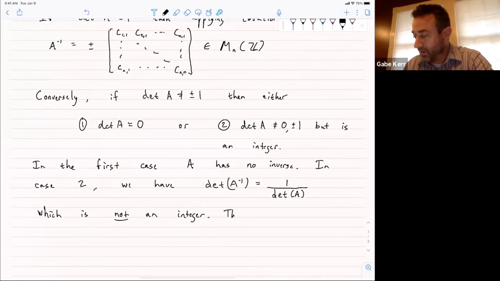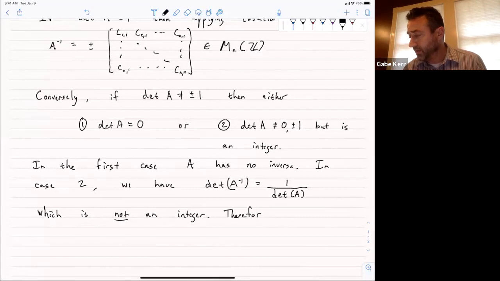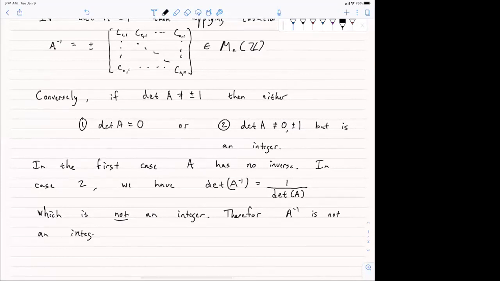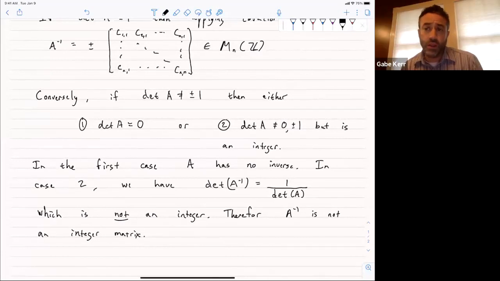But we know that if we have an integer matrix and we take its determinant, we get an integer. So therefore, A inverse is not an integer matrix. Okay. And that's it. So in one way, it's really helpful to use this cofactor formula, but for the other direction, the converse, it's just not a good idea to use. Better to use this kind of property of inverse matrices.